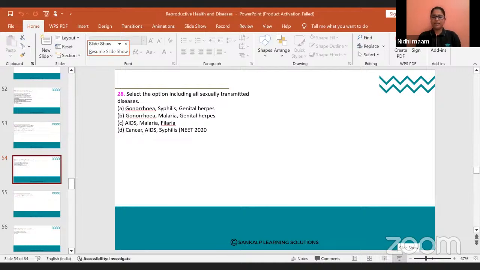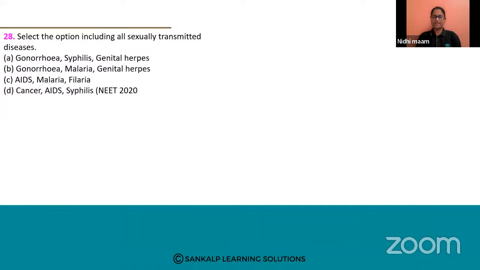Select the option including sexually transmitted diseases. So what are sexually transmitted diseases? The diseases which transfer through sexual intercourse. Okay, those are called sexually transmitted diseases, right? Option A, gonorrhea, syphilis, genital herpes. B, gonorrhea, malaria, genital herpes. C, AIDS, malaria, filaria. D, cancer, AIDS, and syphilis. What is your response on this? What is the correct answer?